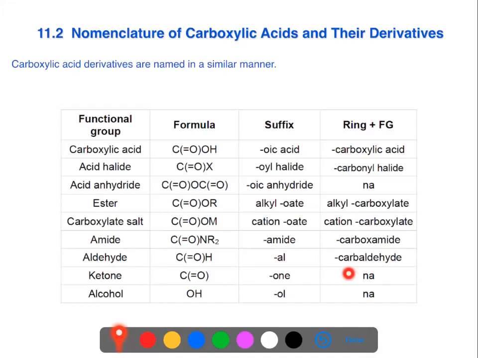And we don't have the same type of scenario for ketones and alcohols. The ketone will make up a part of that ring. So for example, a cyclobutane, if it had a ketone functionality within the ring, that would be cyclobutanone. And the alcohol, yes, it is a functional group, but we would simply change the ending cyclobutane to cyclobutanol. So now let's look at some examples of how we would name carboxylic acid derivatives.